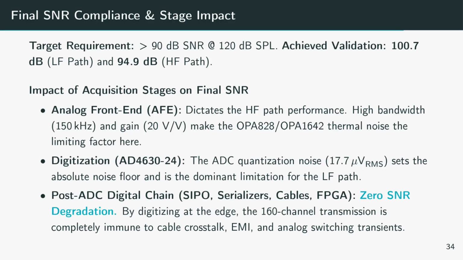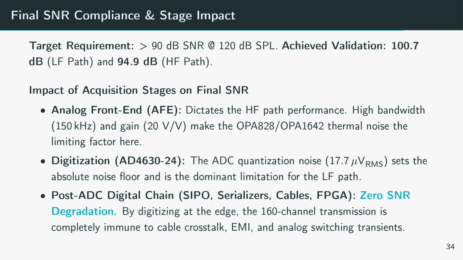Moving on to the final SNR compliance, according to the validation calculation, the low-frequency path achieves 100.7 dB and the high-frequency path achieves 94.9 dB. Therefore, both paths satisfy the requirement. The analog frontend has the strongest impact on the high-frequency path because the high-frequency channel uses higher bandwidth and higher gain, which increases the contribution to the thermal noise. For the low-frequency path, the ADC noise becomes the dominant limitation because the analog noise is lower.